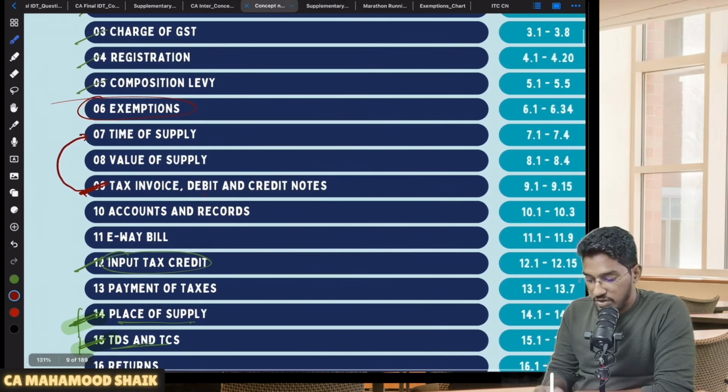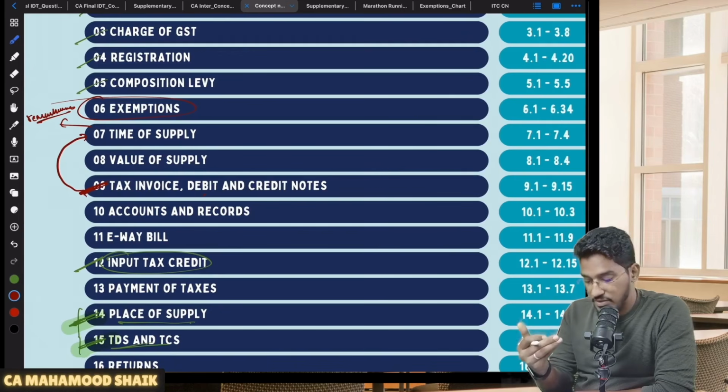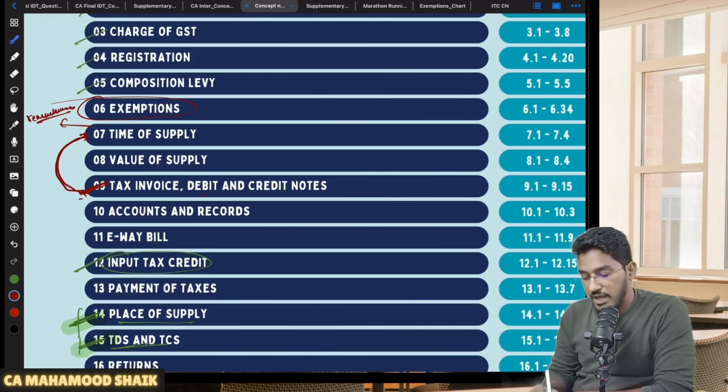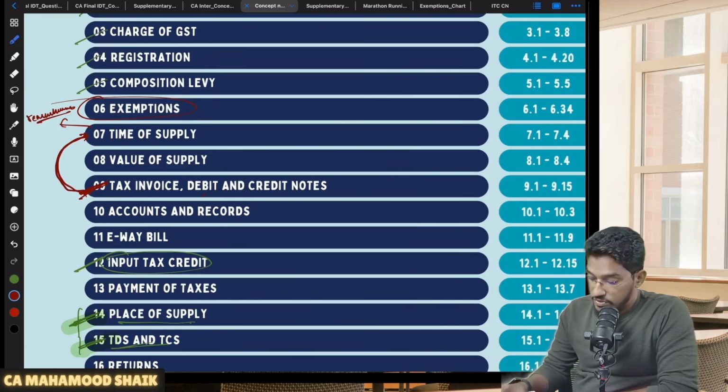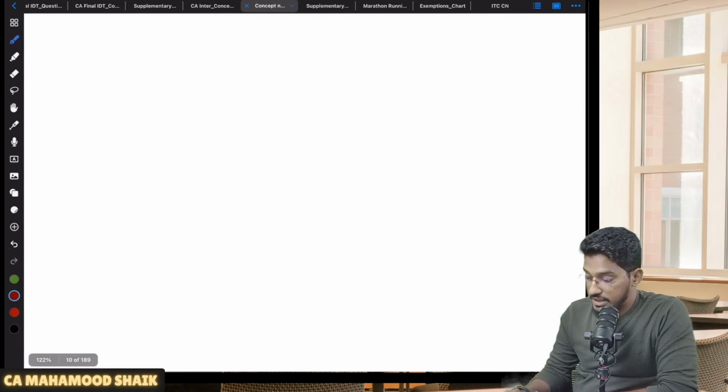Time of supply chapter I will not be revising. Why? Because the time of supply chapter is completely about remembrance. Even if I have to revise it, I just have to read the material, nothing else to do there. But time of supply has a strong connection with tax invoice, debit and credit notes. So that's why I'll be doing tax invoice, debit and credit notes now. So let me take you through that content now.